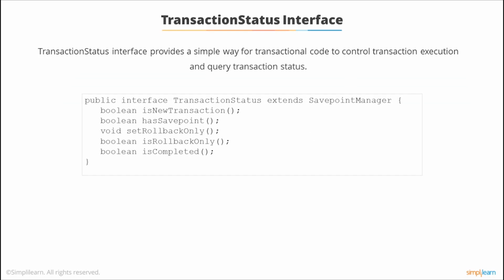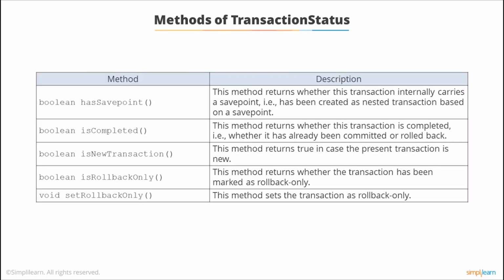Transaction Status interface provides a simple way for transactional code to control transaction execution and query transaction status. We have the hasSavepoint method that returns whether this transaction internally carries a savepoint. isCompleted returns whether the transaction is completed, whether it is already committed or rolled back. isNewTransaction returns true in case the present transaction is new. isRollbackOnly returns whether the transaction has been marked as rollback only. setRollbackOnly sets the transaction as rollback only.